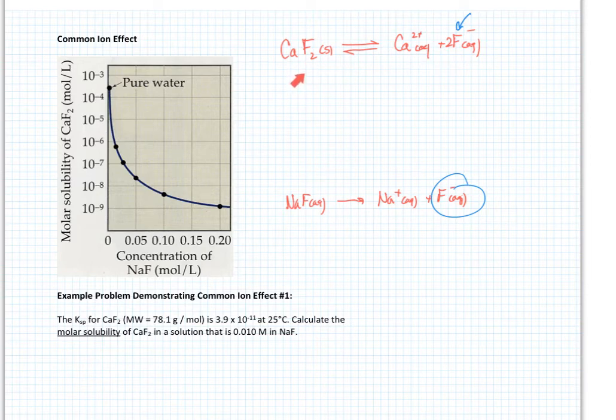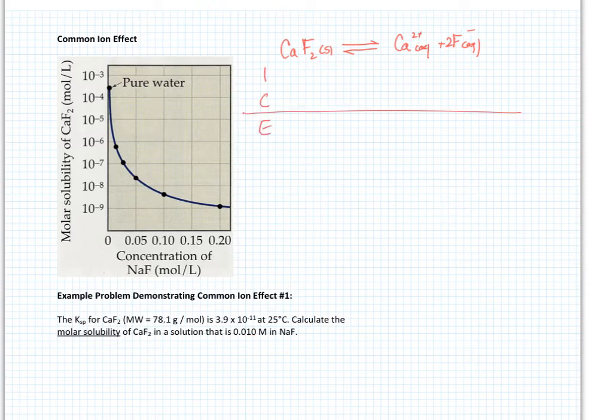But let's do this in a more quantitative way using the problem down below. All right, so look at the problem. KSP for calcium fluoride, molecular weight, and so on, is 3.9 × 10⁻¹¹. It's exactly the same setup as the last problem. Calculate the molar solubility, so now we want moles per liter of calcium fluoride in a solution that is 0.01 molar in sodium fluoride. Okay, so now we have a solution that has an existing concentration of sodium fluoride, but essentially it's the exact same problem we just had. So let's take a look at this.